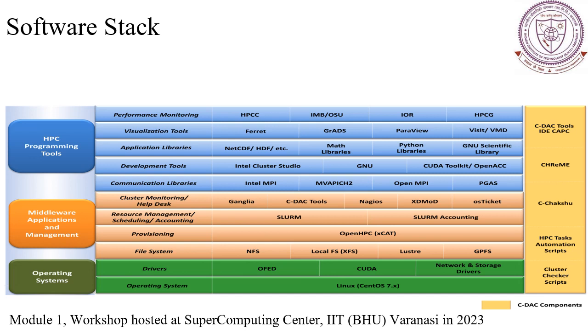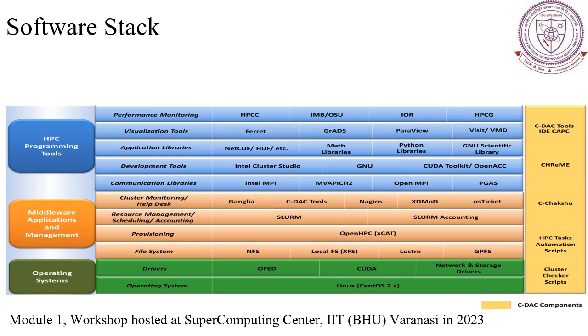IOR, that is input-output tester. It is a benchmark that can be used to measure the performance of file systems. HPCG. The HPCG benchmark can be used to measure the performance of an HPC system for solving systems of linear equations. And inside there is a C-DAC component.